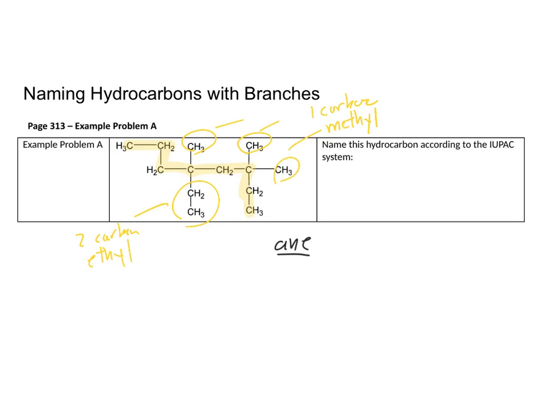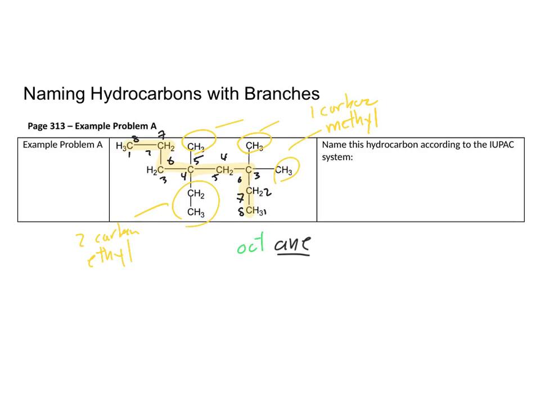Okay, so when I go to name this structure, I know it's an alkane. It's 8 carbons long, so it's going to be oct. So it's an octane. I'm going to count my carbons now: 1, 2, 3, 4, 5, 6, 7, 8. So I've counted them, and I'm going to note where the branches hit first.